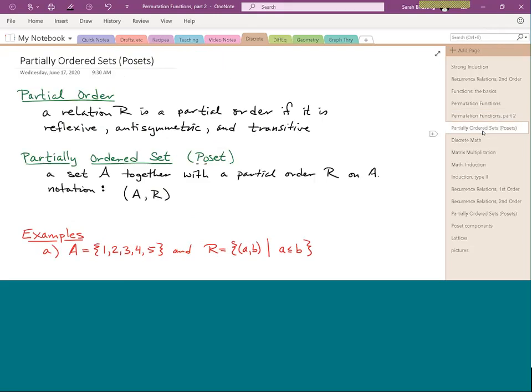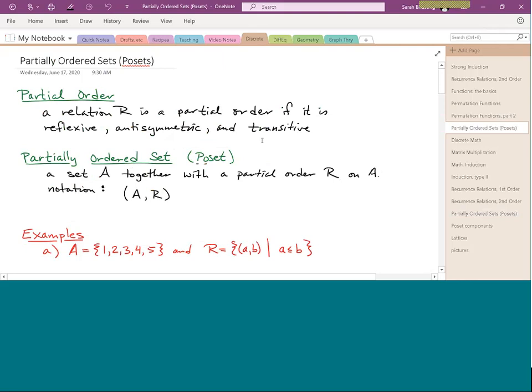So in terms of posets, we're going to go back to relations. They're not going to be functions. The thing that you want to make sure that you have in front of you when we deal with posets tomorrow is that a partial order is a relation that's reflexive, antisymmetric, and transitive.